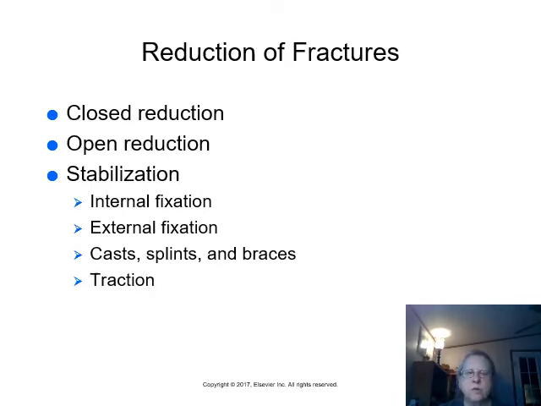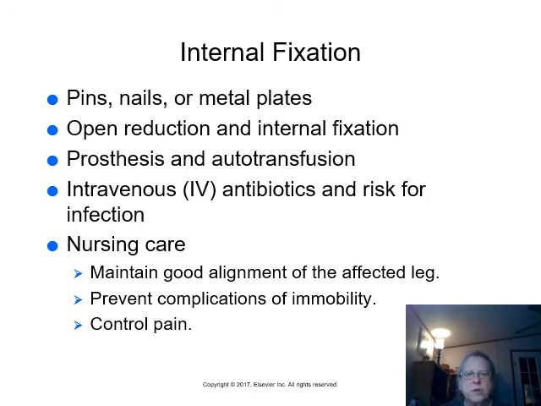Reduction, so we can do it by closed, open, and we can do it by stabilization as well. With the internal fixation, we have pins and nails and metal plates that the orthopedic surgeon will put in. Open reduction and internal fixation. So kind of think about the hip, ORIF of the hip. They will take it out, remove the top part of the hip, put the other one in, and fix it that way. Intravenous antibiotics.